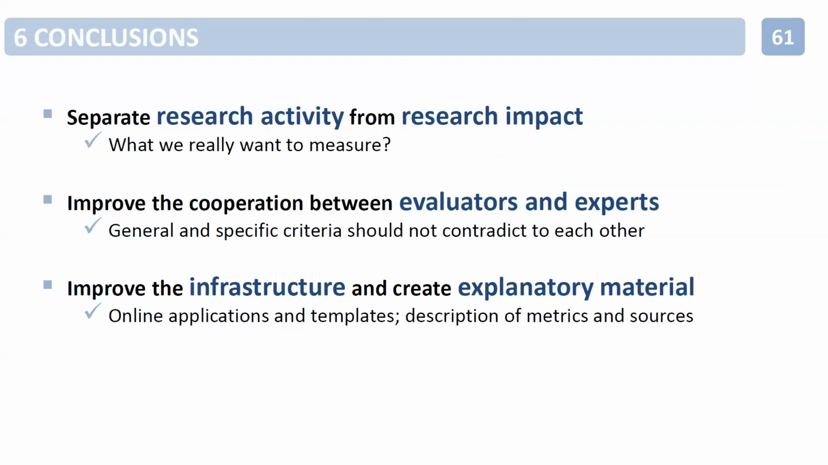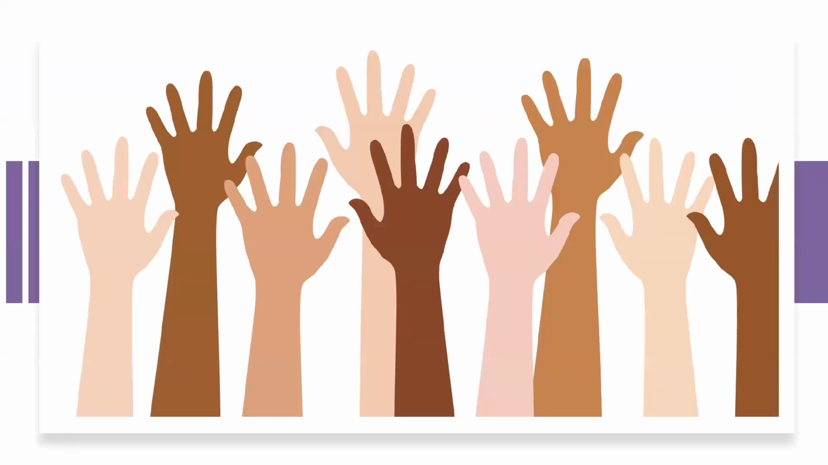I finalize with some lessons learned. We need to separate research activity from research impact or research excellence. This exercise is to measure research activity, only research activity. And the work between evaluators and experts should be done in a different way. Now, that is something that is not operating well and needs to be improved. And from the government, we need infrastructure and explanatory material for reviewers and for applicants. So my apologies for extending the time of my presentation, and thanks so much for your attention. Thank you.